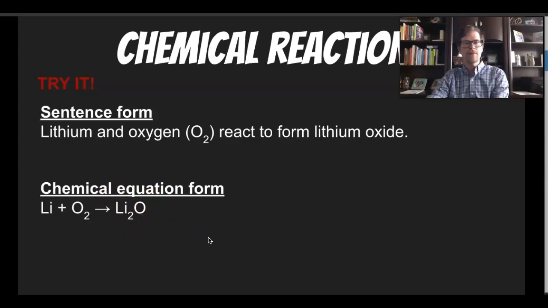Okay, so that's what we've got for sentence versus chemical equations. Don't forget to go backwards, review if you need to. Make sure you've got good notes on this.